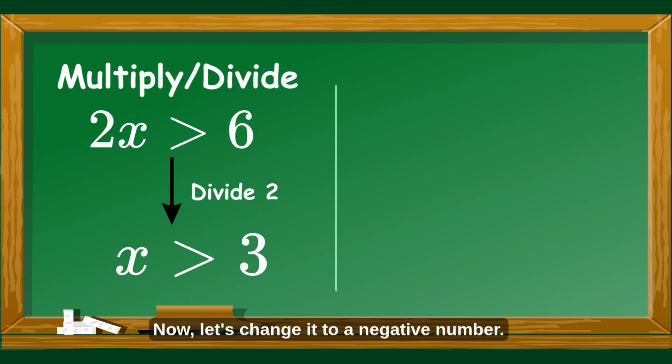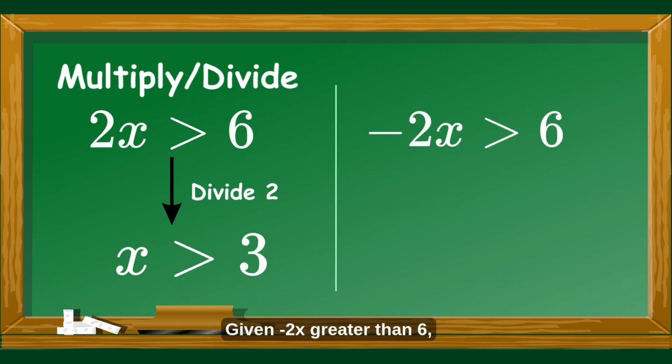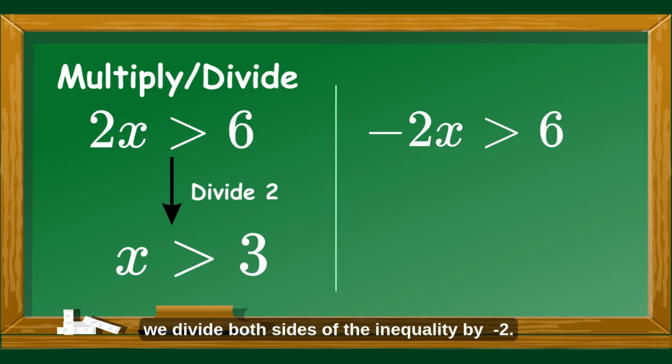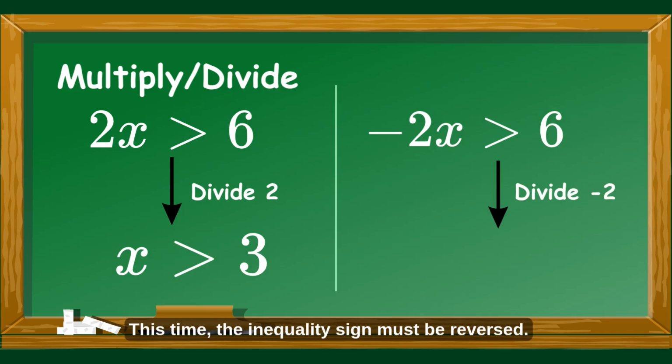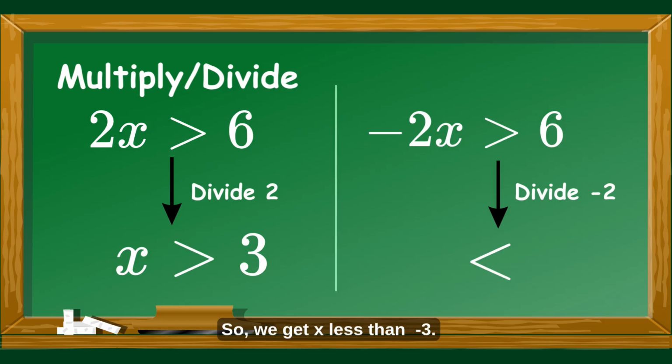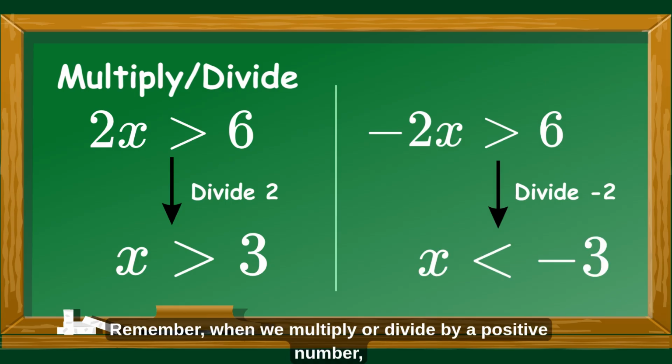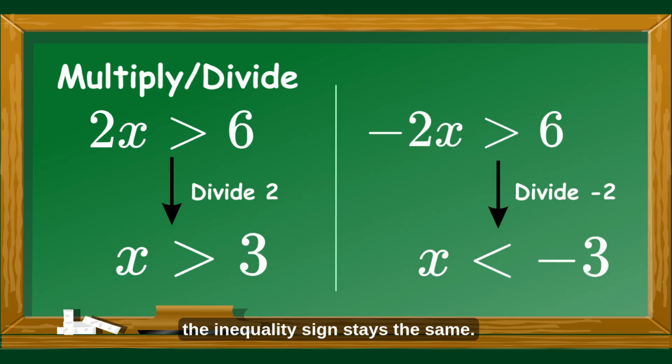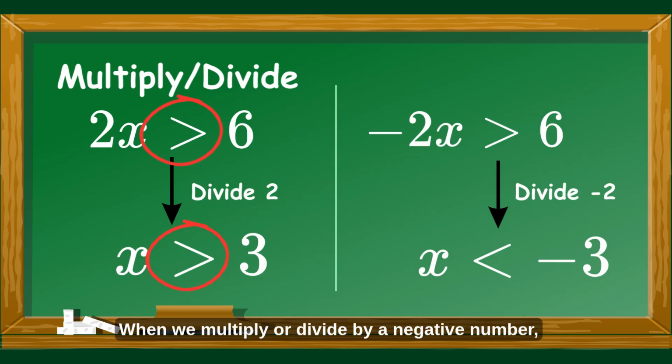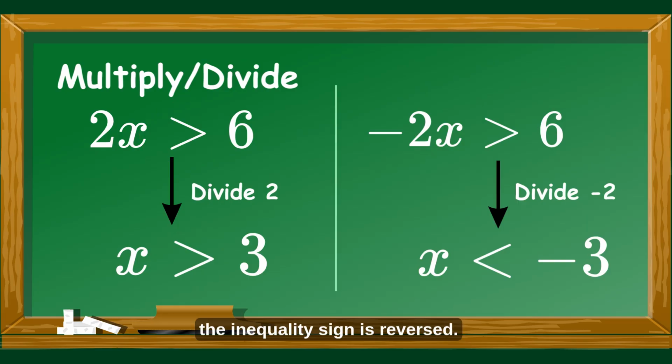Now, let's change it to a negative number. Given -2x > 6, we divide both sides of the inequality by -2. This time, the inequality sign must be reversed. So, we get x < -3. Remember, when we multiply or divide by a positive number, the inequality sign stays the same. When we multiply or divide by a negative number, the inequality sign is reversed.